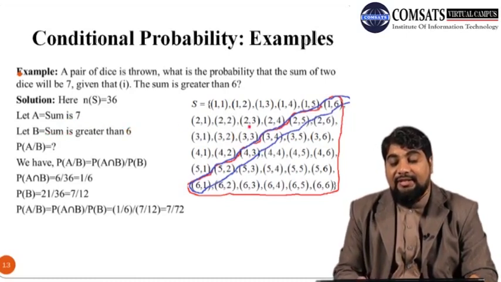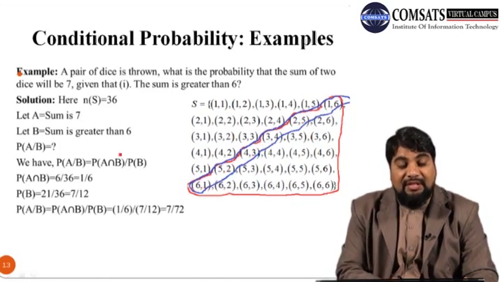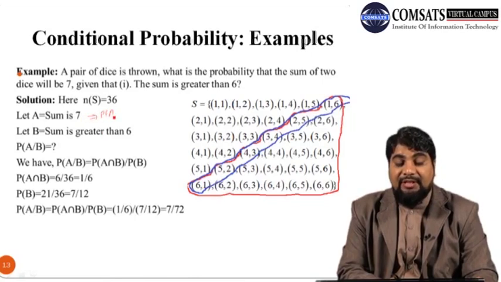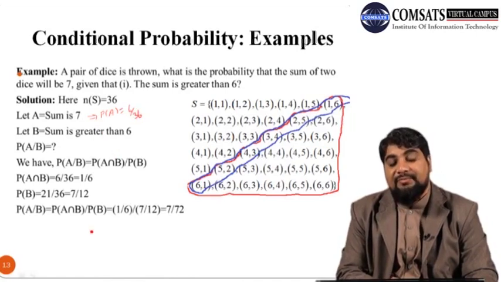I have highlighted them here. A sum of 7 means 6 plus 1 is 7, 5 2 is 7, 4 and 3 is 7, 3 4 is 7, 2 5 is 7, 1 6 is 7. So 1 2 3 4 5 6. The sum is 7 in 6 cases. So if we calculate the probability of A, it is 6 out of 36.